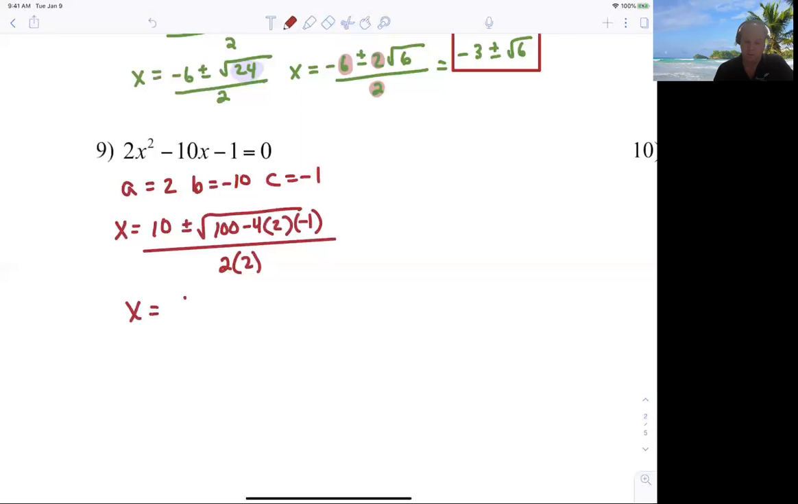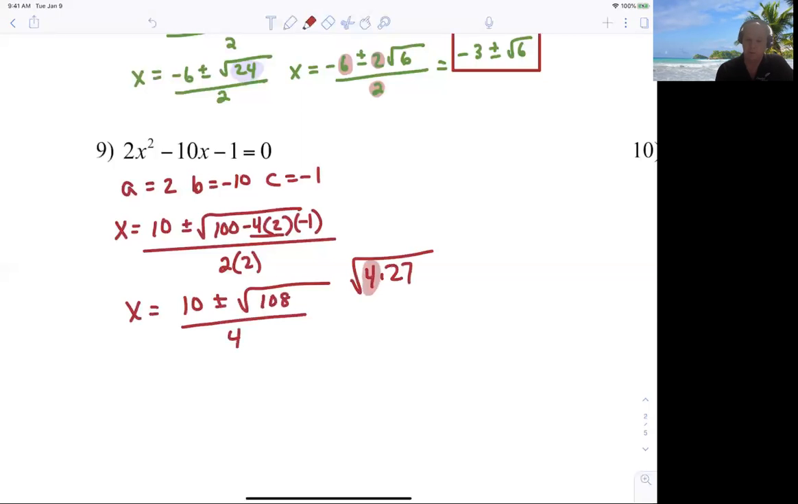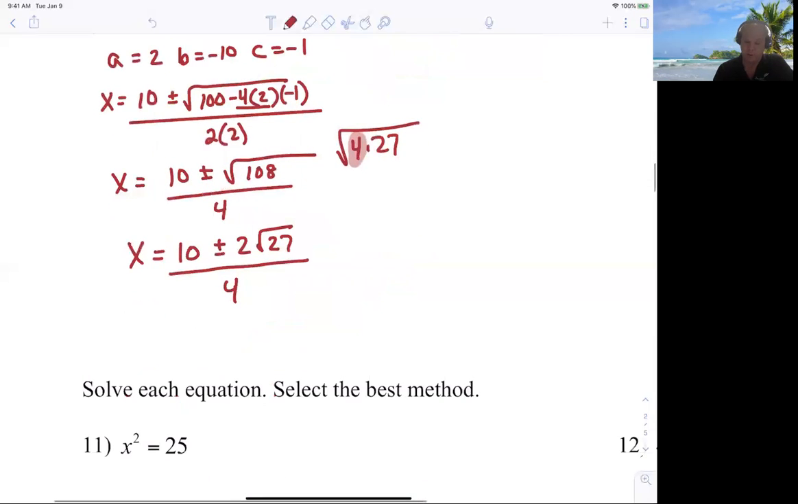So x equals 10 plus or minus. So this is 4 times 2 times 1 is 8. 8 plus 100, 108, all over 4. Now 108, you have to remember, is 4 times 27. So the square root of 4 comes out as a 2. So again, x equals 10 plus or minus 2 radical 27 over 4. Again, dividing by 2. So x equals 5 plus or minus 1 radical 27 over 2.